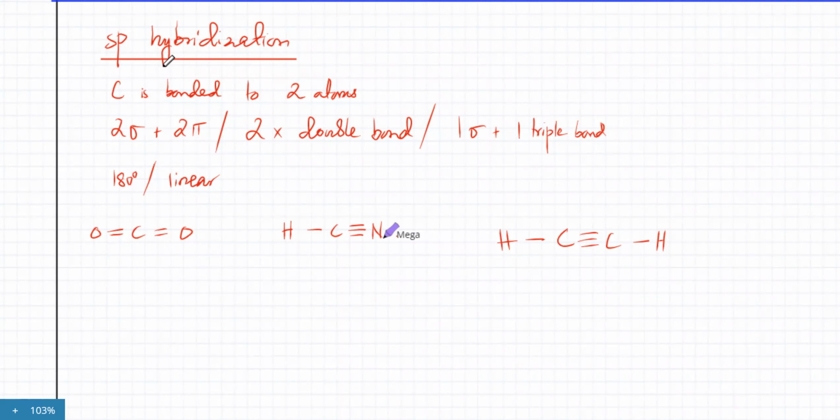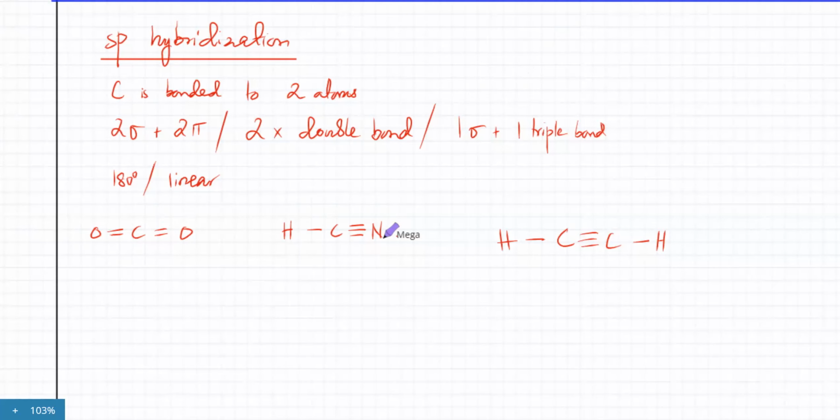So this one. In sp hybridization, carbon is bonded to 2 atoms, just 2 atoms. These were the examples: carbon dioxide or HCN, or C2H2. Carbon would be making 2 sigma bonds and 2 pi bonds, or in other words, it would either be making 2 double bonds, or it might be making a triple bond and a single bond.